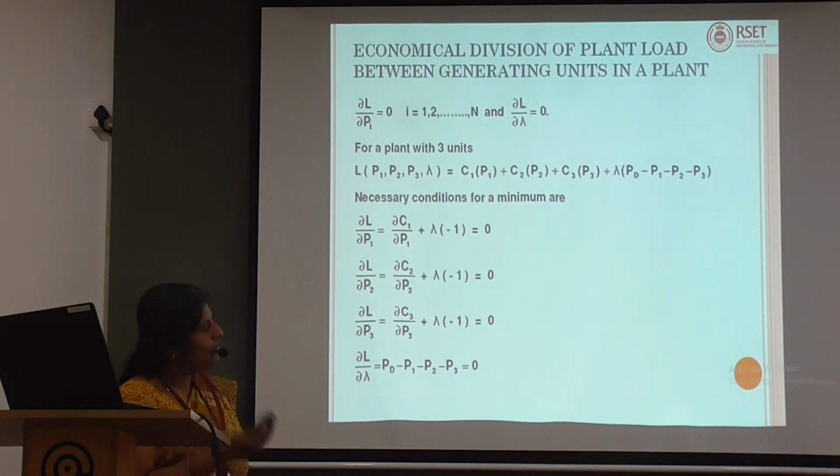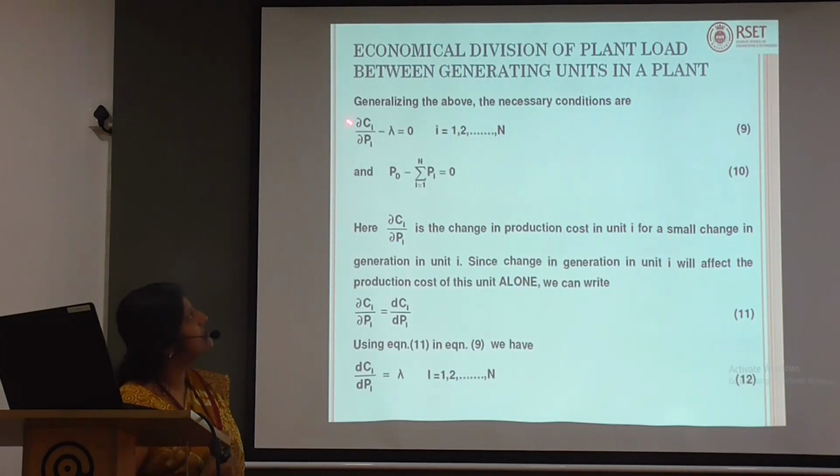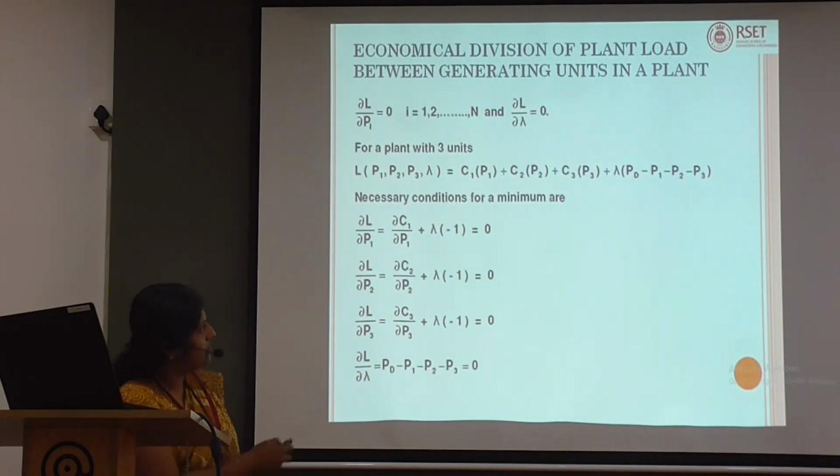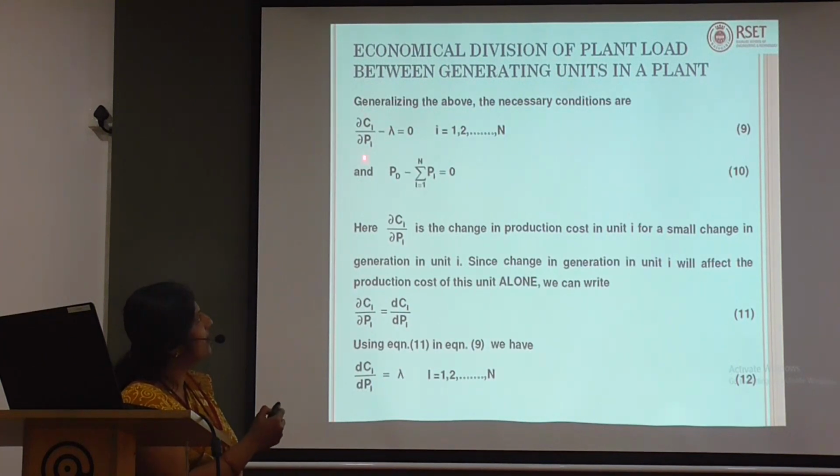Now let me go for a condition where we consider generally n units. Here it is 3 units, but we have to consider n units. So generalizing, we have the general equation dou Ci by dou Pi minus lambda. Here dou C1 by dou P1, dou C2 by dou P2. So when I generalize, this equation becomes dou Ci by dou Pi minus lambda equal to 0, where I can take any value of i between 1 to n.